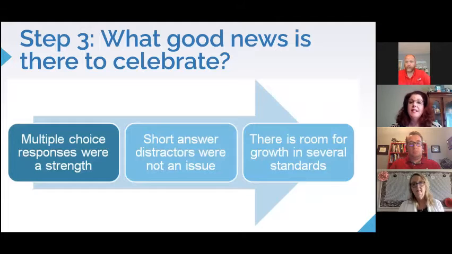But with all of that, there is good news to celebrate. The multiple choice responses were a strength, and we know that most multiple choice tests have some sort of distractor, and so those were not a distraction for these students. The short answer distractors were also not an issue, and there is room for growth on several of the standards based on the student responses.